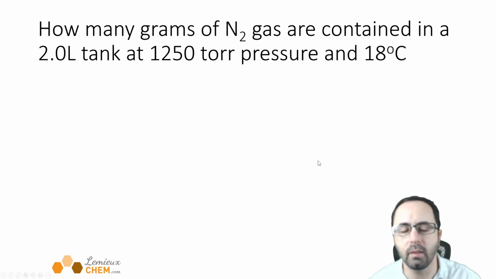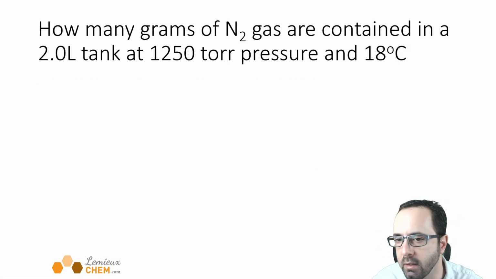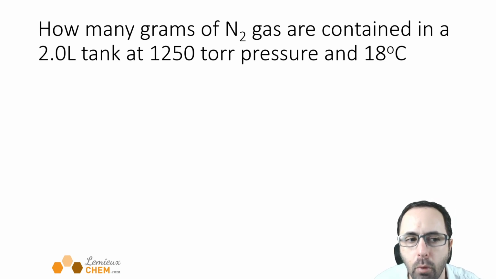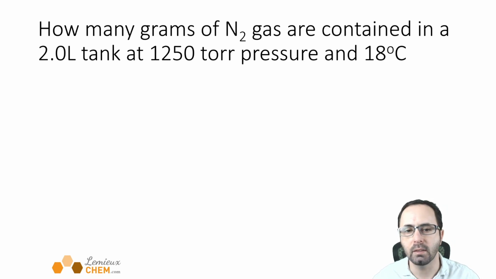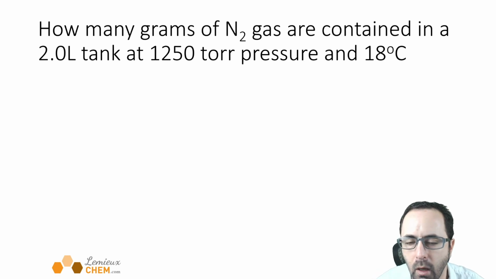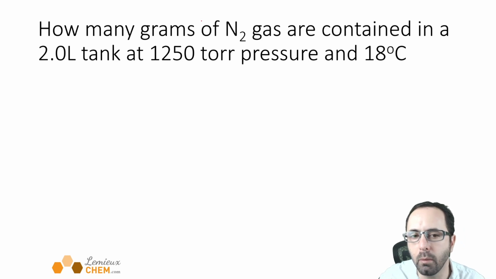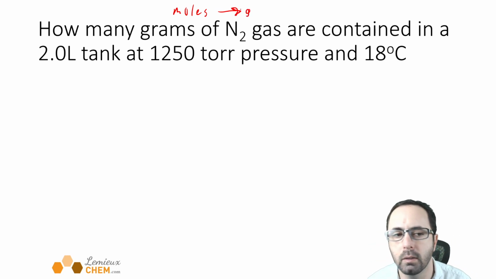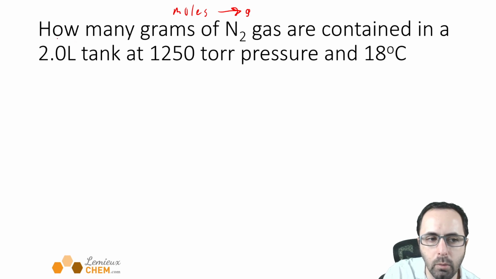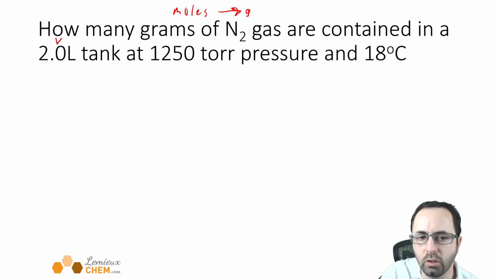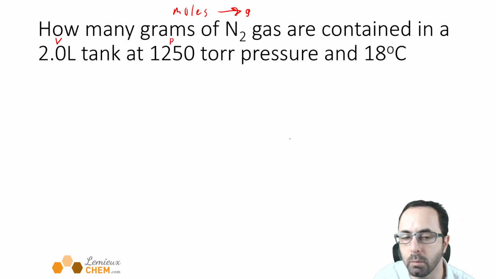Okay, so for this one it says, how many grams of N2 gas are contained in a 2.0 liter tank at 1250 torr of pressure and 18 degrees Celsius temperature? Okay, so here we're asked for grams, but we're not going to be able to get grams. What we can get is moles, and then we can turn those to grams. Now we've got a volume here, 2 liters. We've got a pressure, which is in torr, not in atmospheres, but it's right there.